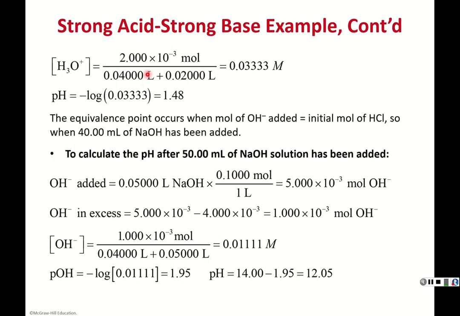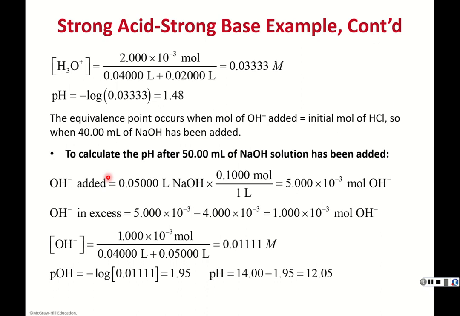So that's our number of moles. For our concentration now, we started with 40 milliliters, but now we have to take into account we've added 20 milliliters from our solution of base. So now our concentration is going to be moles per total volume, which would be 0.033 molar. We could use that to calculate a pH, which would be 1.48. Okay, so the equivalence point occurs when the moles of OH- added equals the moles of HCl. So for that, we'd have to do it at 40 milliliters of NaOH being added.